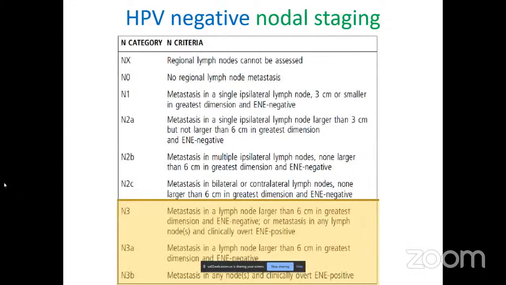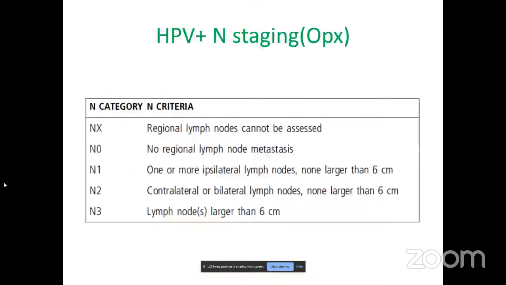For nodal staging, we all know for HPV negative, which is true for all head and neck sites apart from the nasopharynx, that N1 is up to 3 centimeter, and ipsilateral lymph node. N2A is between 3 to 6 centimeter. N2B is multiple ipsilateral but none more than 6. N2C is when it is bilateral. And we divide N3 in 3A and 3B. 3A if it is more than 6, 3B when there is extranodal extension.